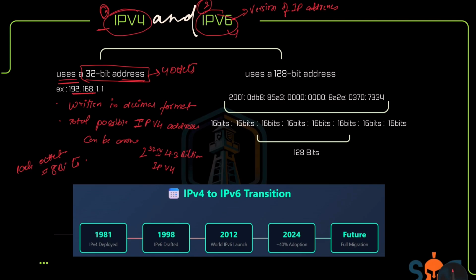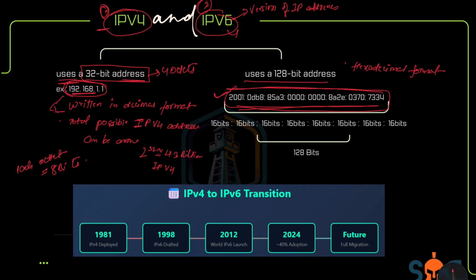Now moving to our second version, that is IPv6. IPv6 was basically introduced to solve IPv4 limitation. IPv6 uses 128-bit addresses. It is written in hexadecimal format. This is one of the examples of IPv6 and how it's written. If you see an example here of IPv4, it's written in decimal format, and if you see this IPv6, it's actually written in a hexadecimal format.